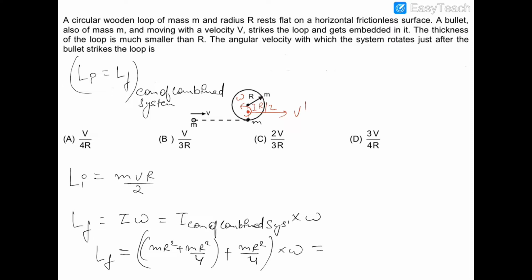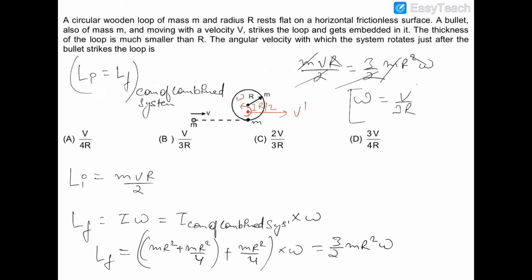So the total moment of inertia will be 3 by 2 mr square omega, and if we balance the initial and final angular momentum, then mvr by 2 will be equal to 3 by 2 mr square omega. So cancelling m with m, r with r, omega will be equal to v by 3r. So the correct answer would be option number B. Now let's move on to the next question.